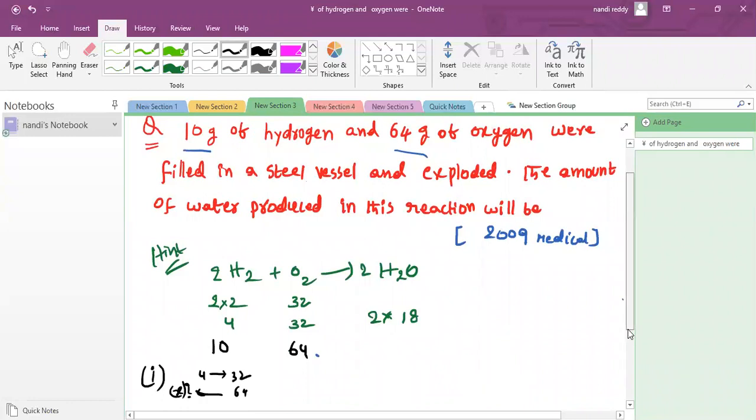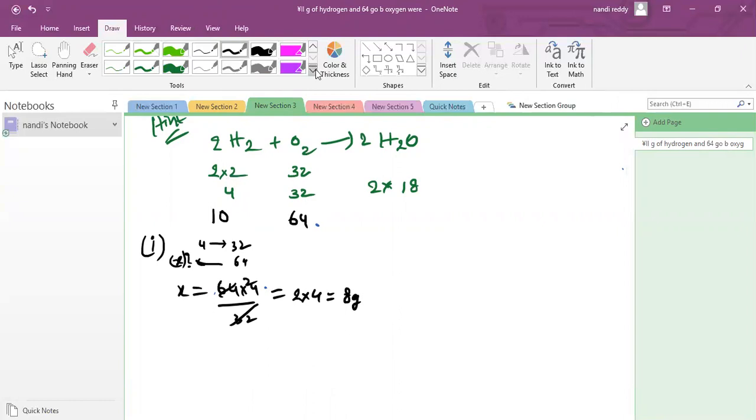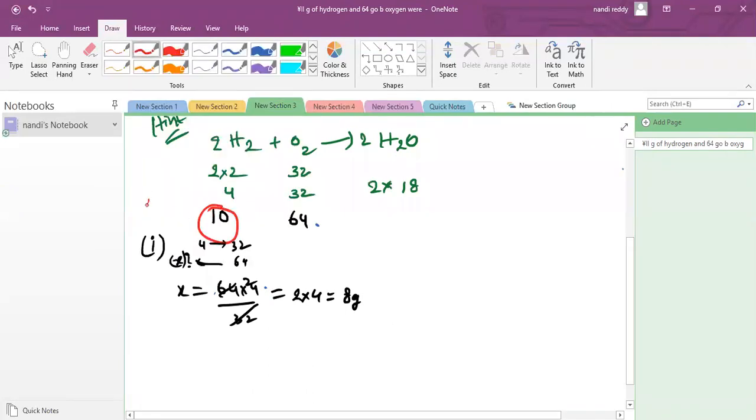The X value I got is 8 grams. X equals 64 into 4 by 32, which is 2 into 4, nothing but 8 grams. But in the question they have given 10 grams. So this is in excess. So which is the limiting reagent? If one is in excess, the other one should be the limiting reagent. So now we can see that the 10 grams of hydrogen is the excess reagent and the 64 grams of oxygen is the limiting reagent.